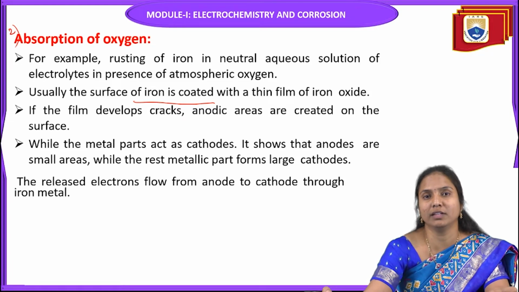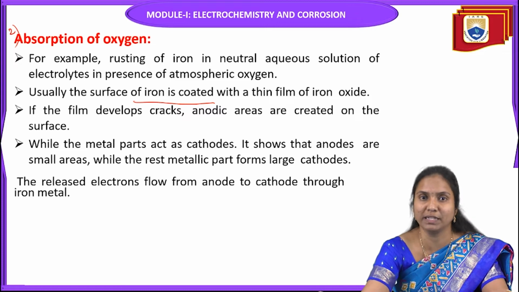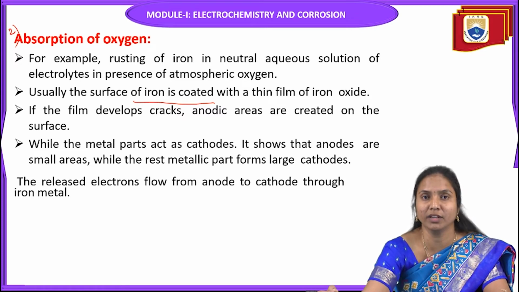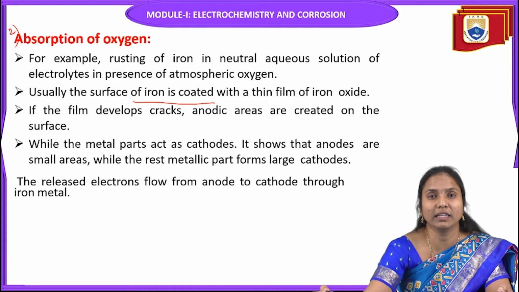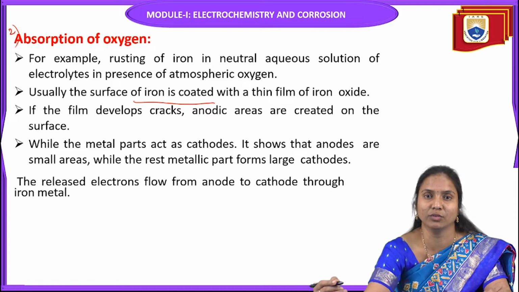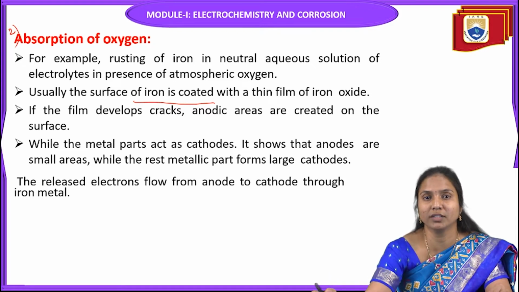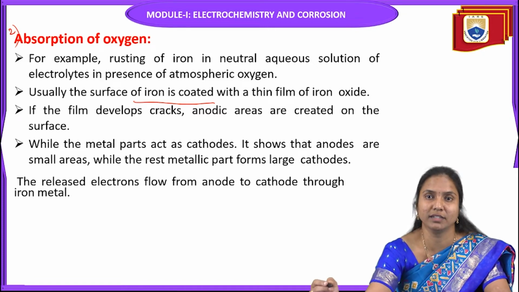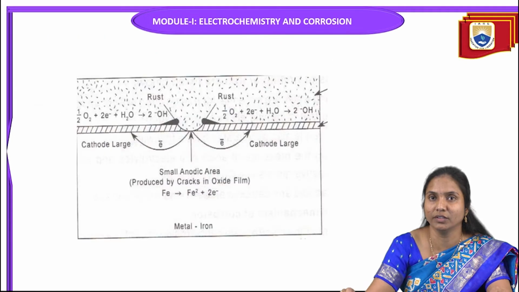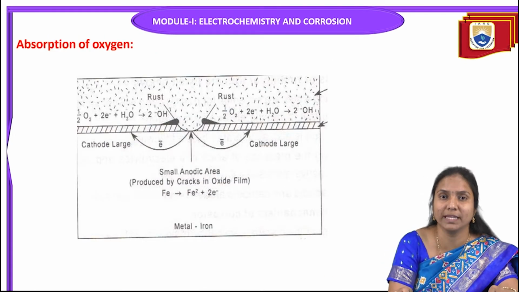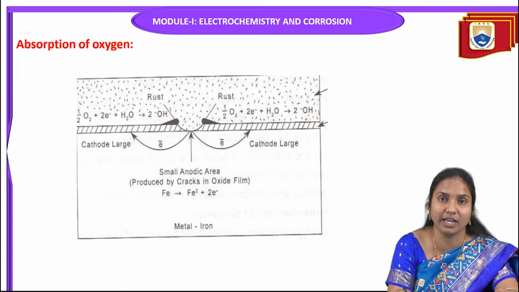If for any reason, that means any impurities present on the metal surface or any other chemicals attacking the metal surface, this metal oxide layer gets cracks. So that cracked part acts as anode and the rest of the part acts as cathode. So in this absorption of oxygen, a small anodic area and a large cathodic area are present. The best example of absorption of oxygen is rusting of iron.